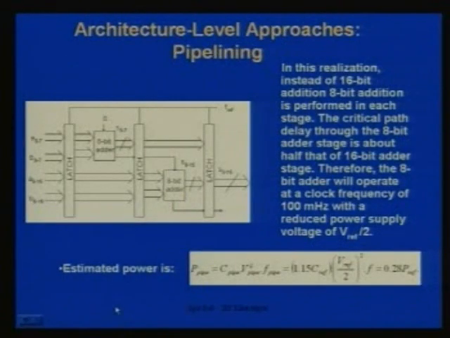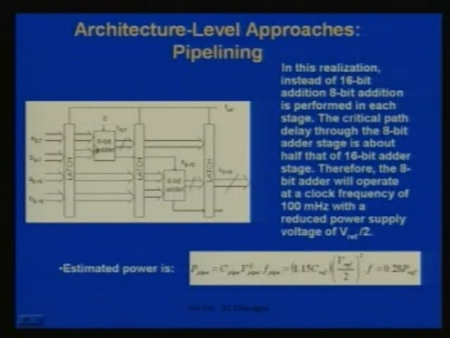Then there is another technique that is known as pipelining. I hope all of you know what pipelining is. Pipelining is dividing a task into a number of subtasks, and each subtask is performed in parallel. For example, whenever a processor is executing an instruction, what does it do? Instruction fetch, instruction decode, operand fetch, execution of the instruction, write back of the result. These are the different steps.